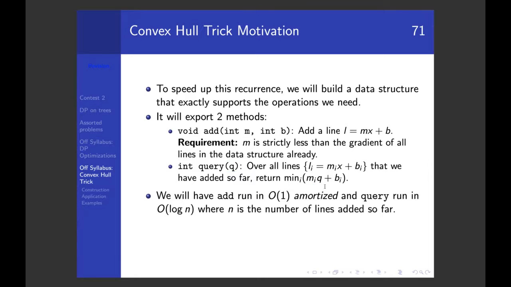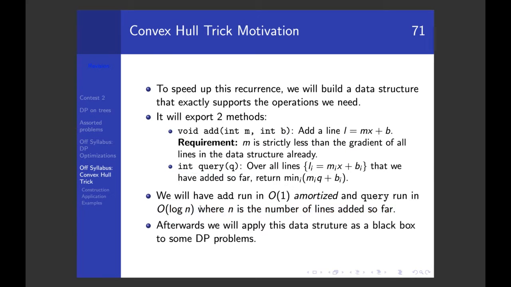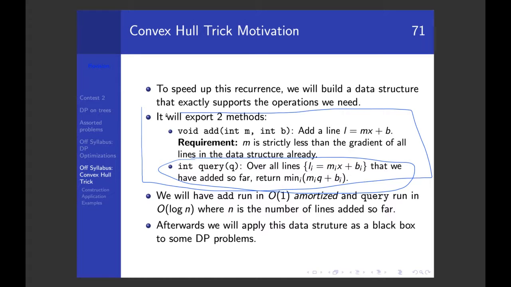Now, hopefully you can see that if we can solve this, we're going to have this add function be amortized order 1, and this query function be amortized log. In that case, we can solve the DP in order n log m because each query is order log m. Again, we haven't described how this data structure works. If we can do this, then we can solve the previous DP because we just add the lines one by one as we calculate them, and at each point in time, just do the query.